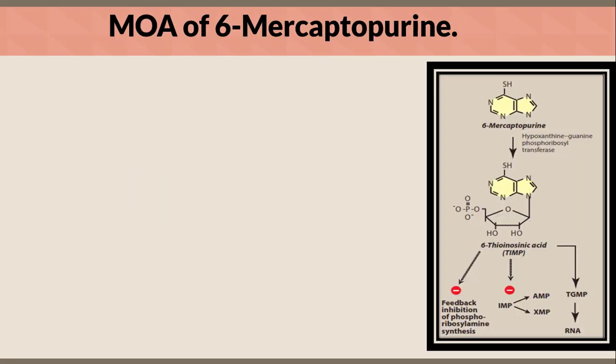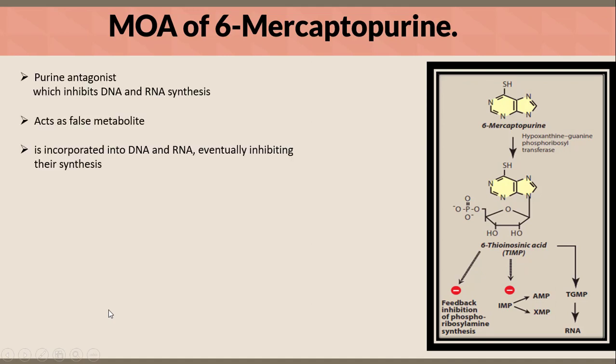Mechanism of action of 6-mercaptopurine. 6-mercaptopurine is a purine antagonist, which inhibits DNA and RNA synthesis and acts as a false metabolite, which is incorporated into DNA and RNA and eventually inhibits their synthesis. As you can see here, 6-mercaptopurine is converted to 6-thioinosinic acid, or TIMP, which inhibits the formation of IMP, which is converted to two important components, AMP and XMP.